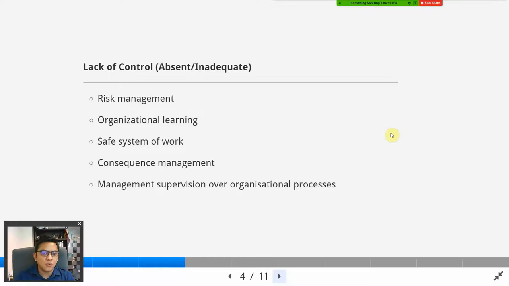So if an organization wants to prevent an accident from happening, they have to increase or improve this control. Having a risk management plan. So from the negative, you turn it into a positive. Make sure that everything is there to reduce the risk of accident happening.